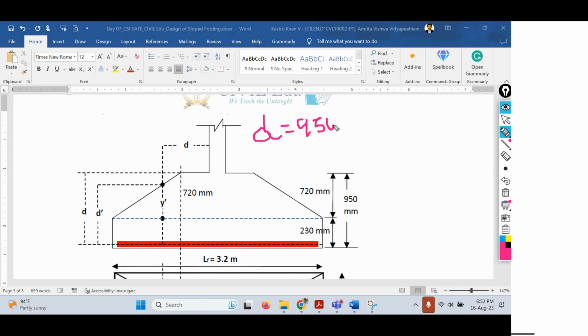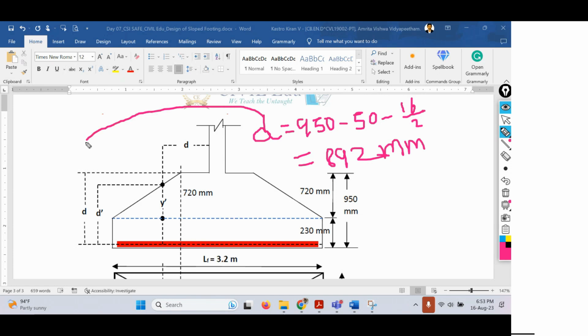Okay, 950 minus the clear cover value. What is clear cover? 50 mm, minus the diameter of bar. What is diameter of bar? 16 mm divided by 2, half of the diameter of bar. So 950 minus 50 minus 16 by 2. If you solve this one, 950 minus 50 minus 8, it will be 892 mm. Okay, 892 mm. So that's how this d value has to be found out.